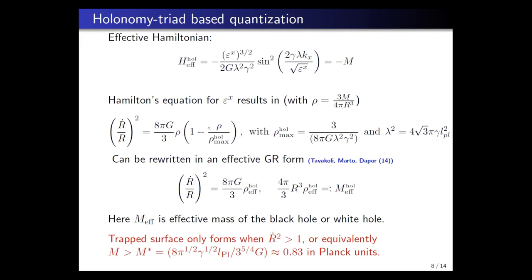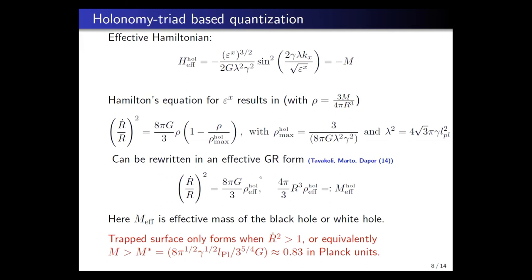And the Hamilton's equations essentially can be converted into a modified Friedmann-like equation, which turns out to be exactly the same as in the spatially flat loop quantum cosmology case, where the rho maximum essentially denotes the maximum energy density of the dust cloud in the holonomy case, with lambda squared, which is determined by the minimum area gap around which we are considering this holonomy.